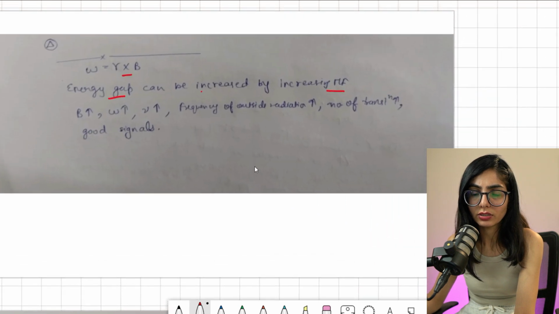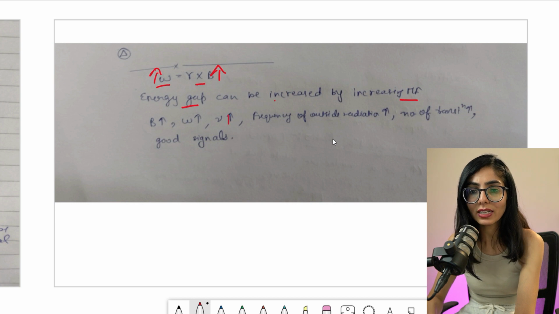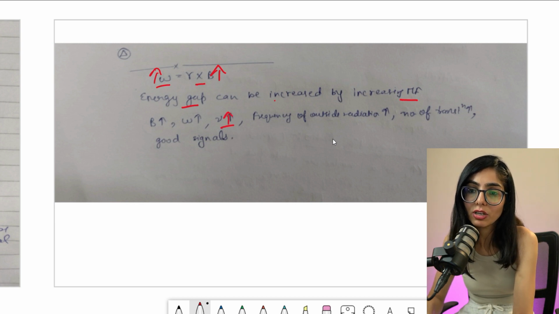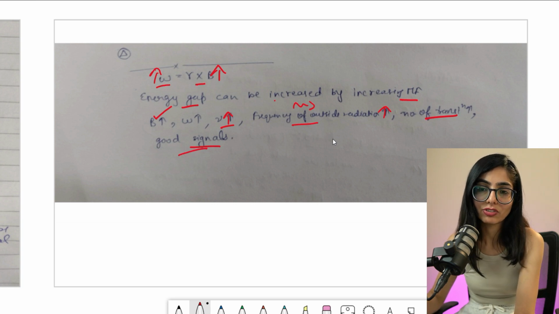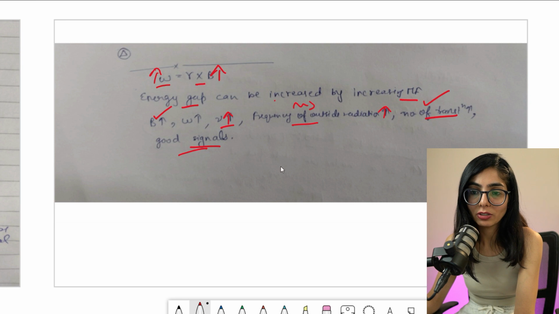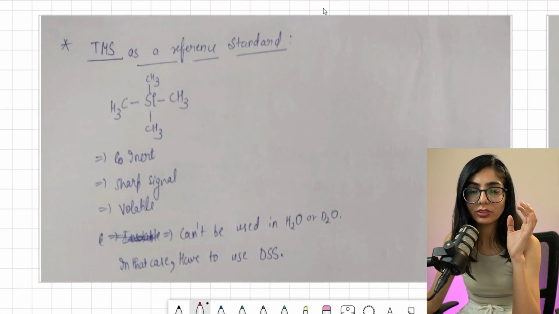So energy gap can be increased by increasing magnetic field. Over here, if B increases, this omega increases, that means frequency increases. Frequency increase means frequency of outside radiation will also increase, and the number of transitions will increase, and we'll get good signals. So basically, if we have more magnetic field, that would be helpful in getting good signals and more transitions. So I hope that is clear. That is the very basic thing to understand.